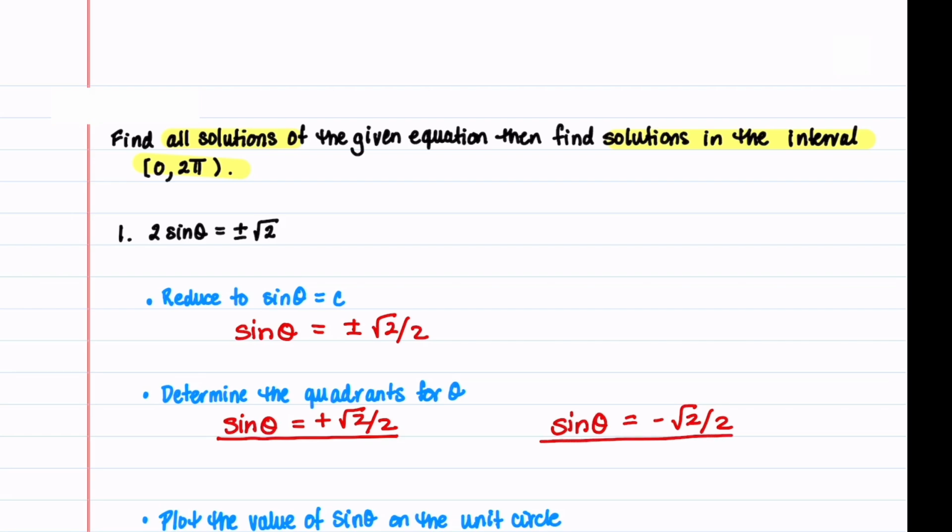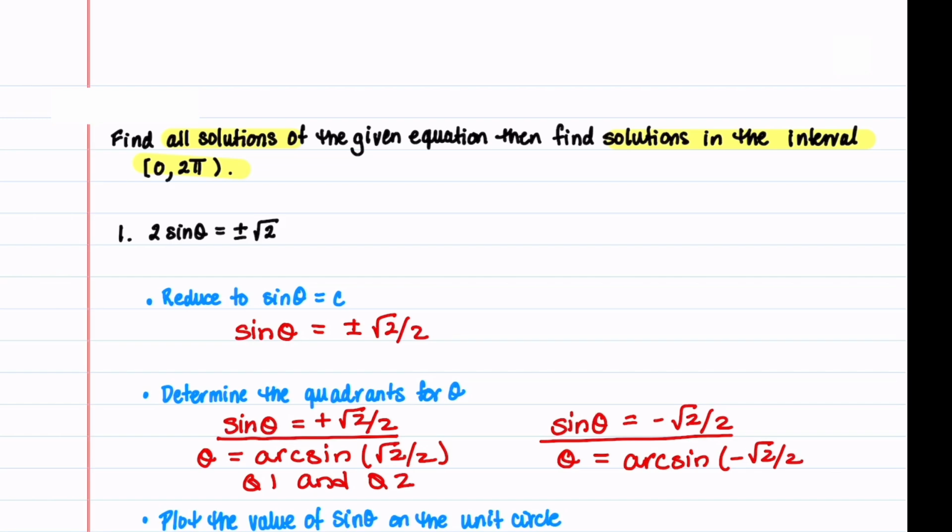For our first equation, theta is the arc sine of root 2 over 2. And because sine is positive, theta lies in quadrant 1 and in quadrant 2. When sine theta is negative, theta is equal to the arc sine of minus root 2 over 2. And theta is located in quadrant 3 and quadrant 4.